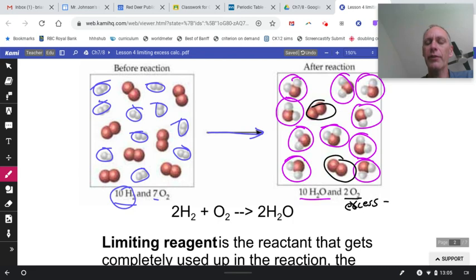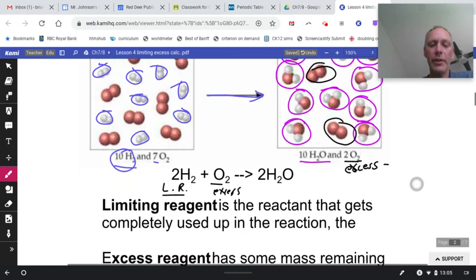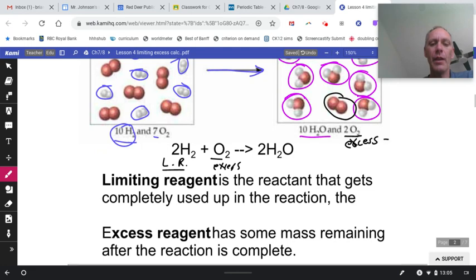It's left over, or some of it remains. If oxygen is in excess, that means hydrogen must be the limiting reagent. It's all used up. Okay, so let's take a look at this.